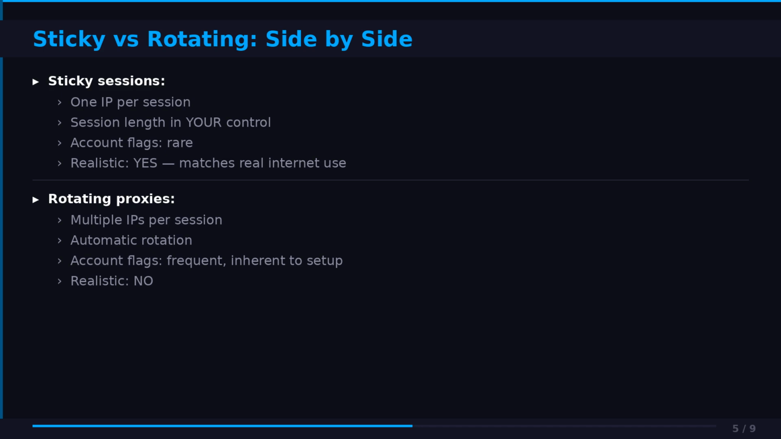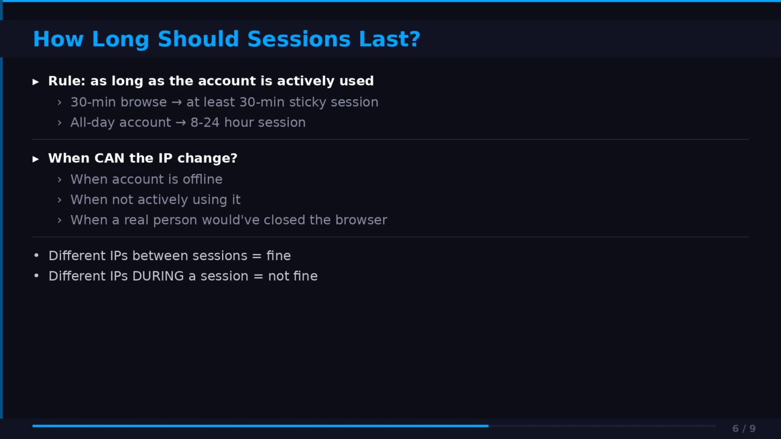Now here's the question. How long should a sticky session last? This depends on your use case, but the rule is, as long as the account is actively being used. If you log in, browse for 30 minutes, then close the browser, your sticky session should last at least 30 minutes. Longer is fine. You could set it to 1 hour or 2 hours. If you're running an account that needs to be online all day, your sticky session should cover the entire day. 8 hours, 12 hours, 24 hours. The idea is that the IP should not change while the account is doing something.